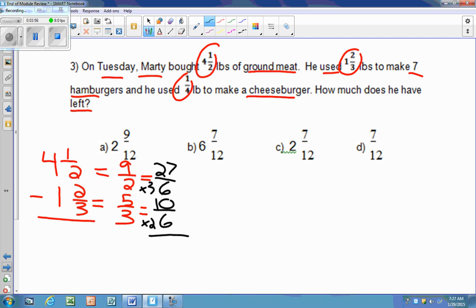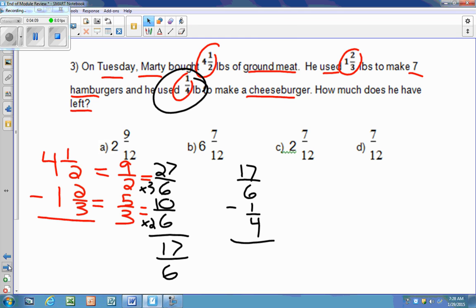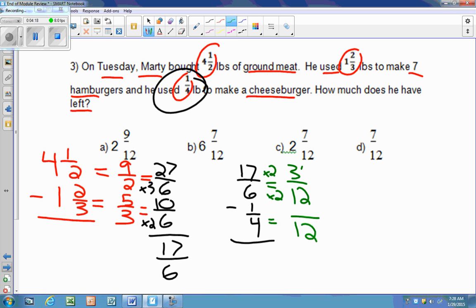And when I subtract these two, I get 17/6. But then I still have to subtract out this 1/4. So I come over here and I do 17/6 minus 1/4. And my common denominator for these two is 12. You can use 24, but I don't need to go all the way up to that. So this was times 2, so times 2 is 34. And this is times 3, so times 3 is 3. And 34 minus 3 is 31/12. And when I turn that back into a mixed number, I know it goes in 2 and 7/12. So my answer would be C.